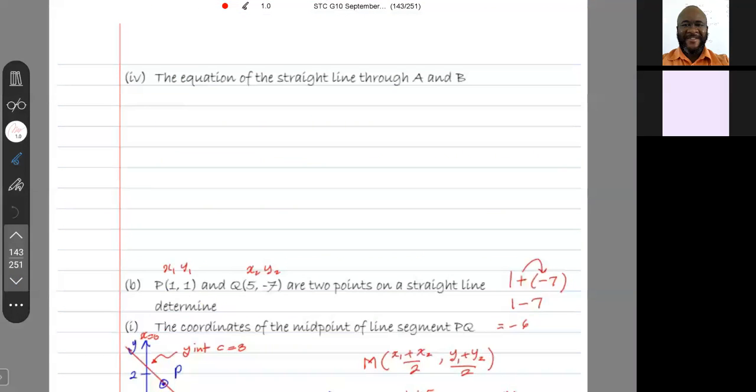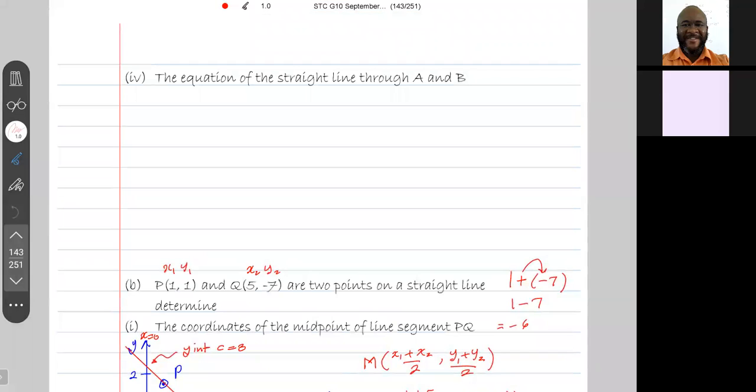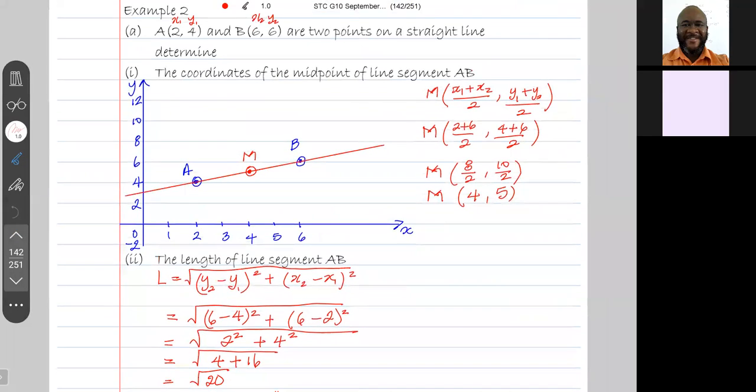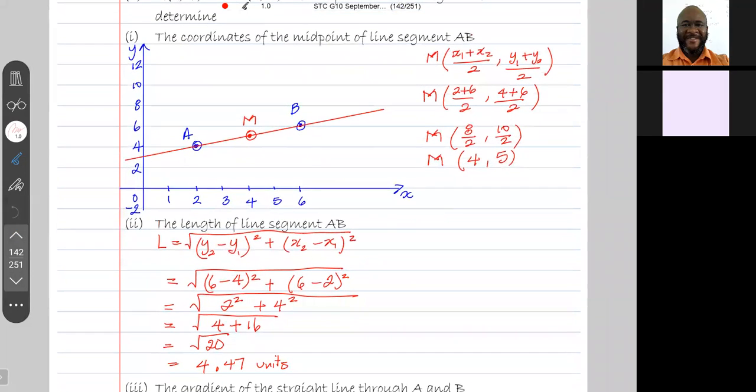Next, the last thing we're asked to do is to determine the equation of the straight line. But before we actually do the calculations, I'm going to show you that you already know the equation of the straight line. Who can tell me what is the y-intercept? The y-intercept is where the graph meets the y-axis. This is the y-intercept.